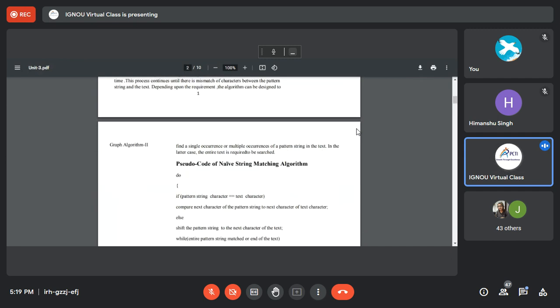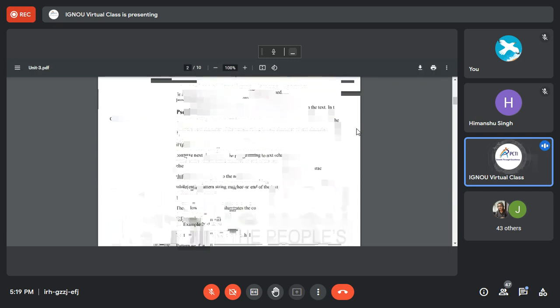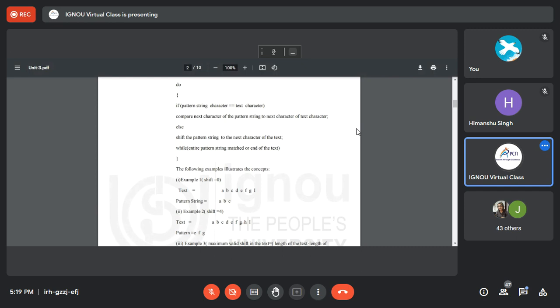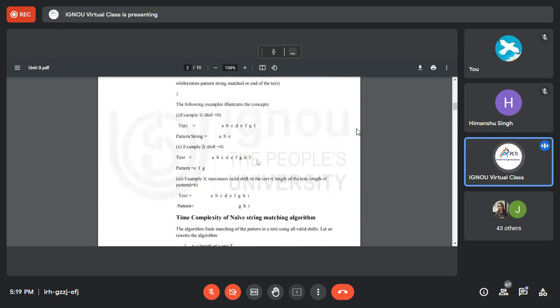So it's depending upon the requirement. Here is the pseudocode. If the pattern string character is equal to the text character, then compare the next character of the pattern string. Otherwise, shift the pattern string to the next character of the text. So here we have an example.